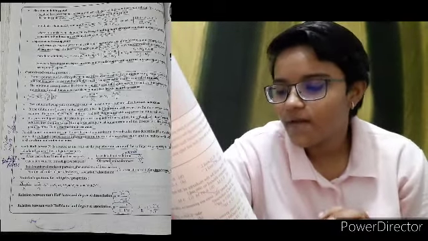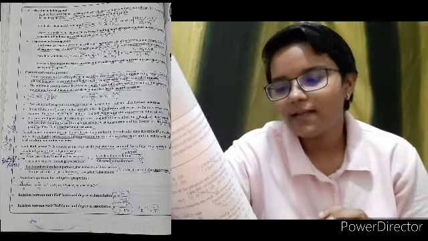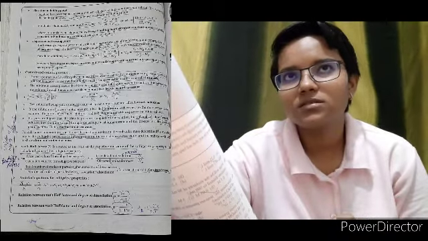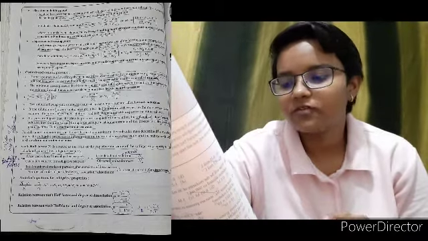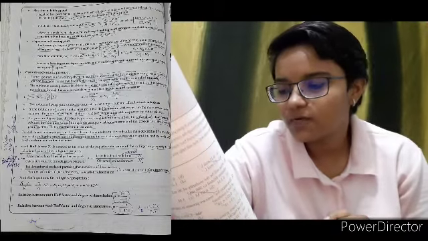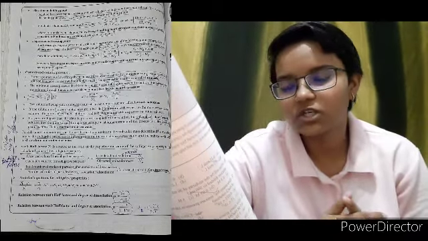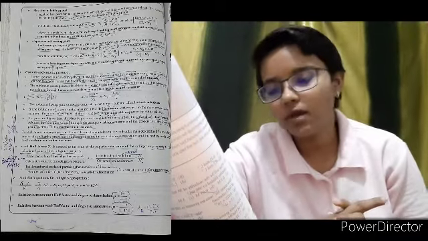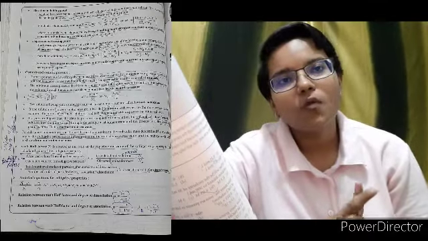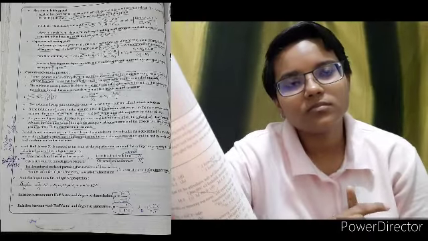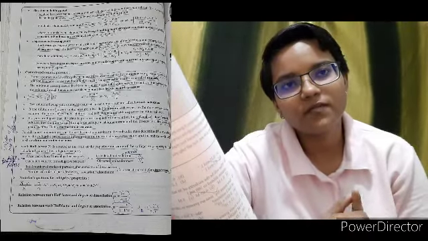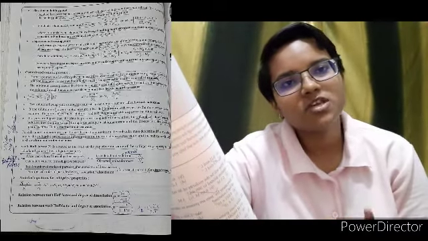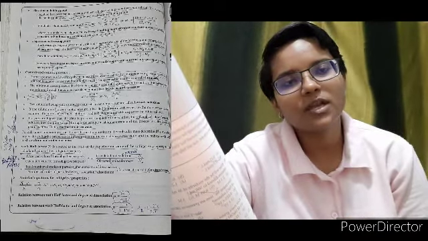Relation between Van't Hoff factor and degree of dissociation: alpha equal to i minus 1 upon n minus 1. Relation between Van't Hoff factor and degree of association: alpha equal to 1 minus i upon 1 minus 1 upon n. So for association alpha equals 1 minus i upon 1 minus 1 upon n, and for dissociation alpha is equal to i minus 1 upon n minus 1.